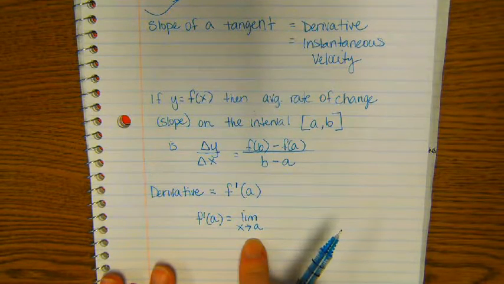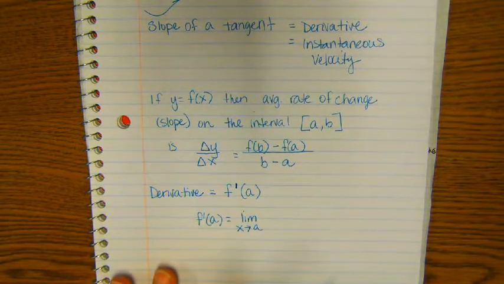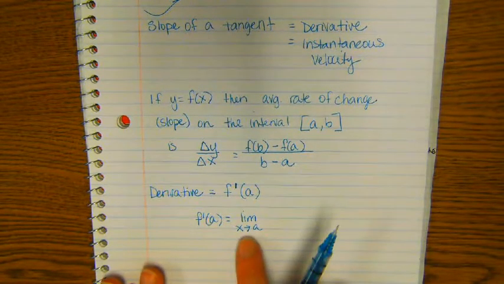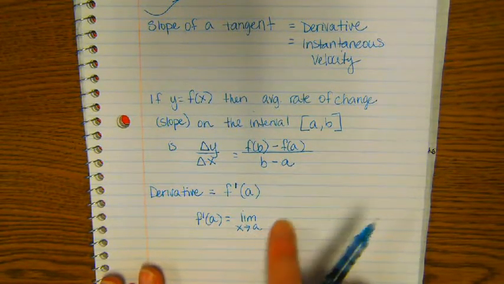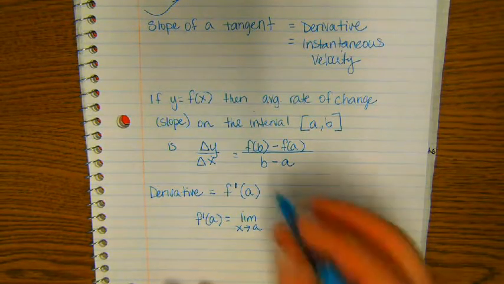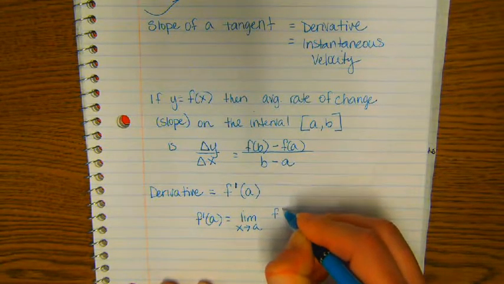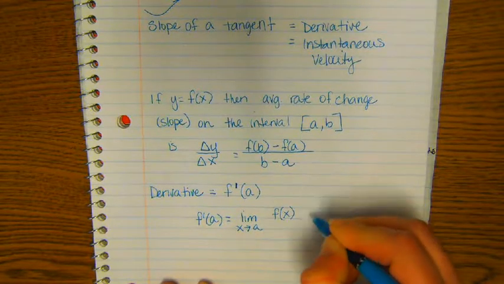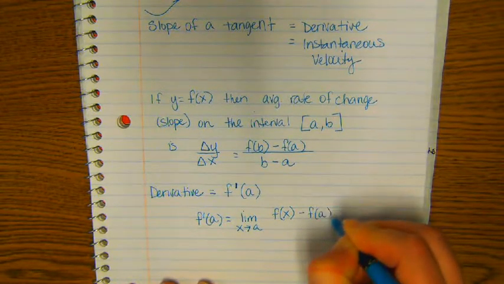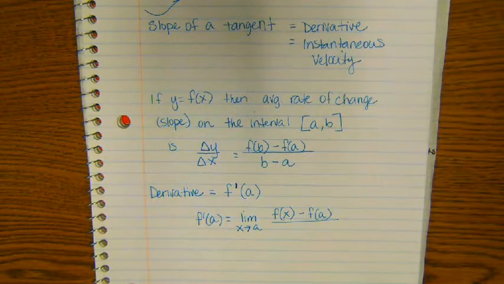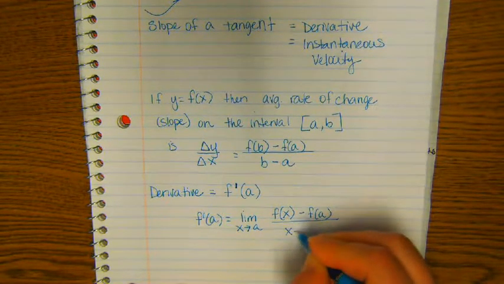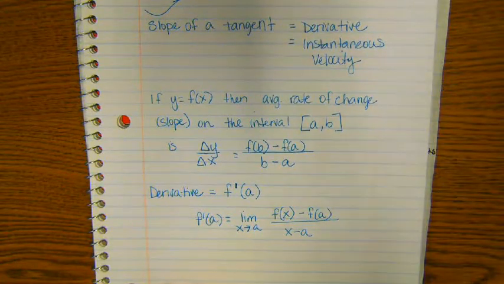Okay. So what I would do then is, these are my 2 points. They're x and a. So how would I find the change in y? I would do f of x minus f of a. And then what would I do on the bottom? X minus a. So that's one of the formulas you can use.